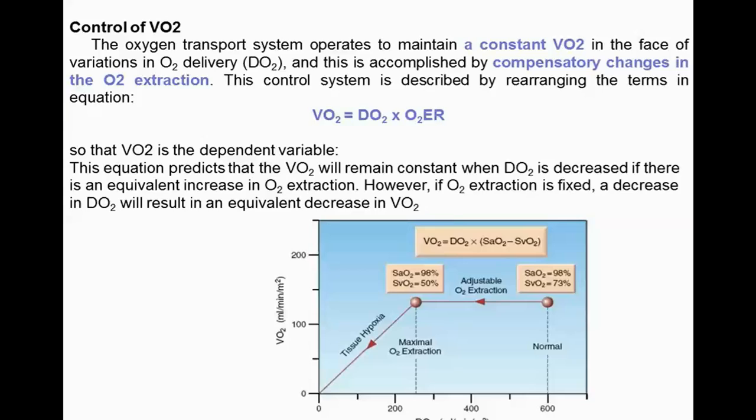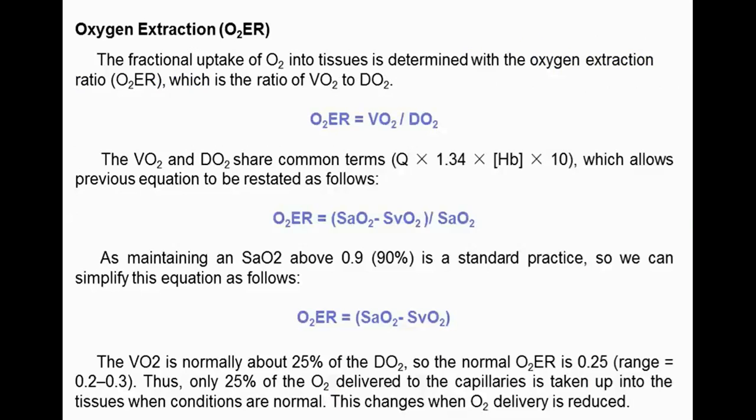So the tissue will develop hypoxia when the extraction becomes more than 50. How will we know the extraction? From this: oxygen extraction, as we discussed, is the fraction of uptake of oxygen, VO2, divided by DO2. The VO2 is normally about 250, DO2 is normally about 1,000. It's about 25, in the range of 20 to 30.